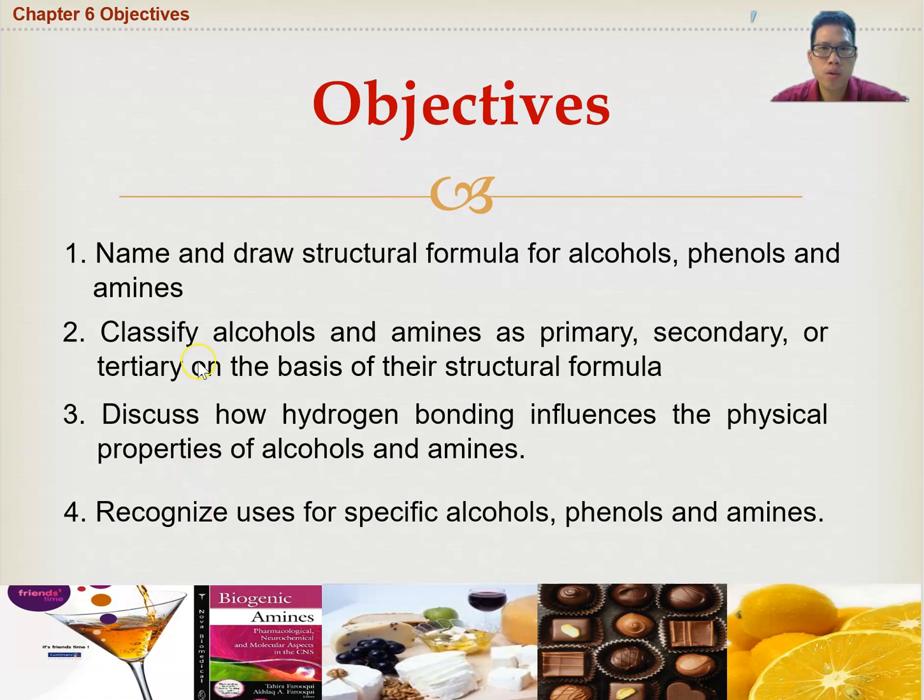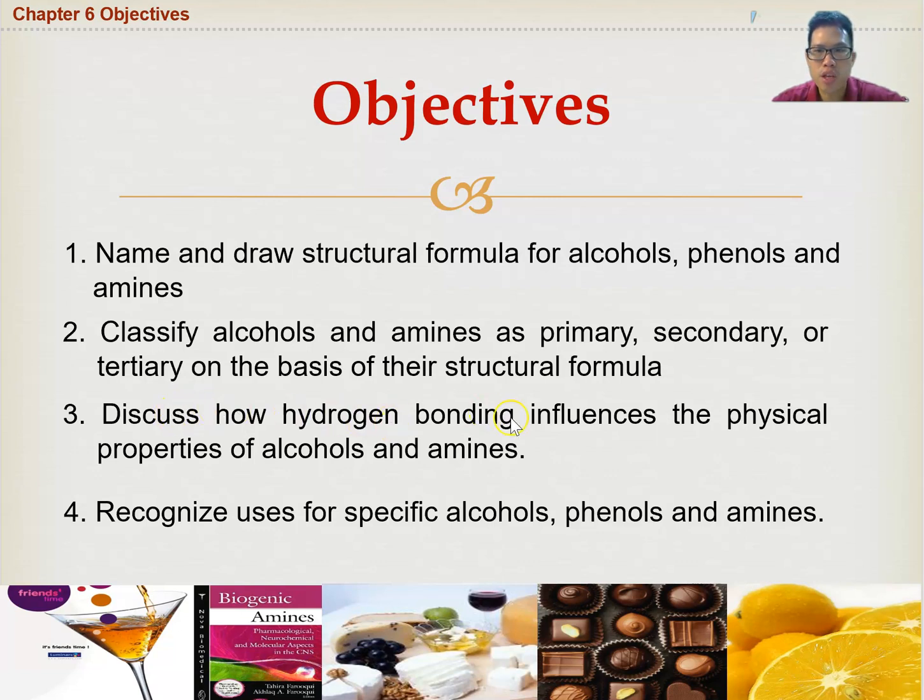It's very important for you to know how to name and draw the structural formula for these functional groups: alcohols, phenols, and amines. You should be able to classify the alcohol and amine as primary, secondary, or tertiary on the basis of their structural formula. It's very important to differentiate between these categories because it has to do with their reactivity. I'm going to explain that later on when we reach that part.